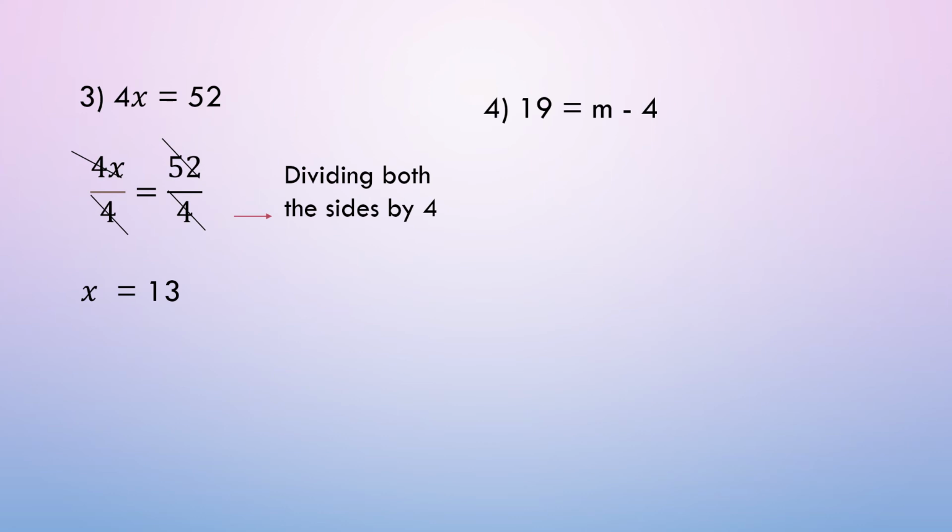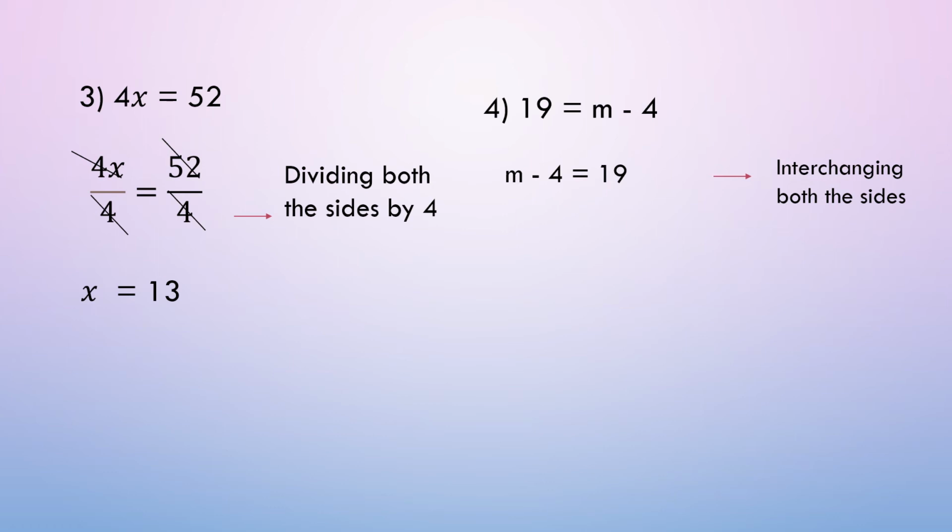Next sum, 19 is equal to m minus 4. So first you have to interchange both the sides. You are interchanging both the sides, that is, m minus 4 you are writing on the left hand side and 19 you are writing on the right hand side. Now you have to find the value of m, so you have to remove this minus 4.